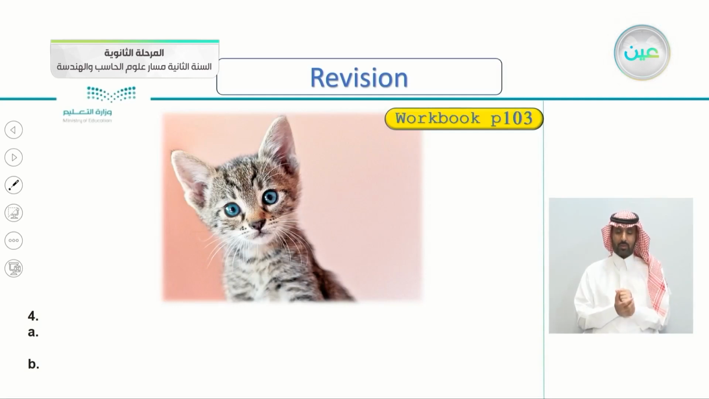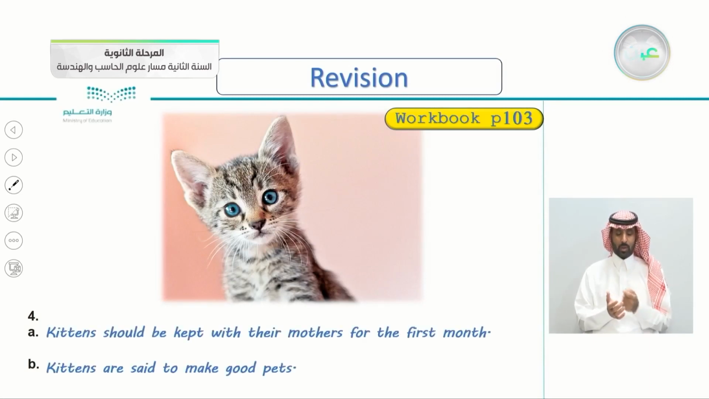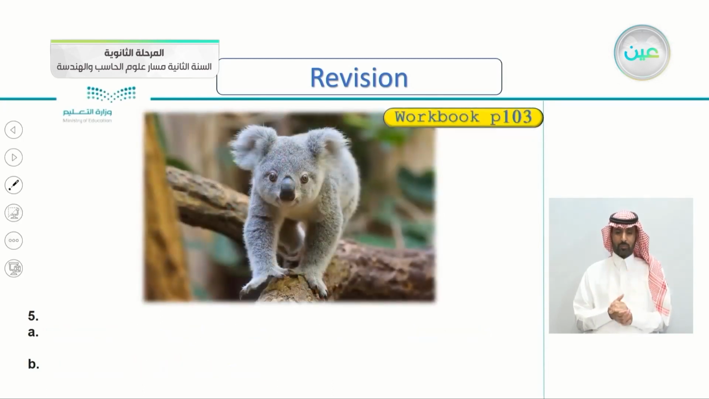So, what have you written here? Very good, but I've written kittens should be kept. Kittens should be kept with their mothers for the first month, or kittens are said to make good pets. So this is the passive form, should be kept, and this is the reporting verb, are said to make good pets. Number 5 is the koala bear.